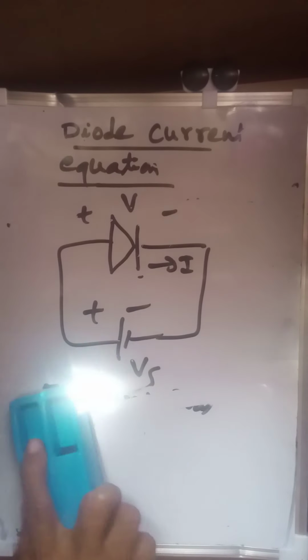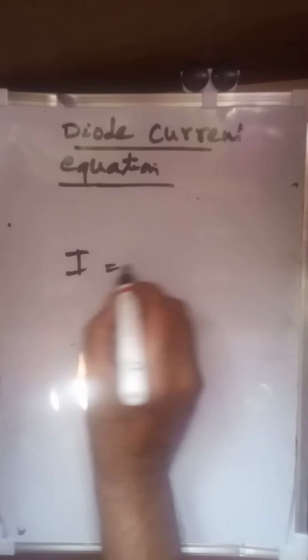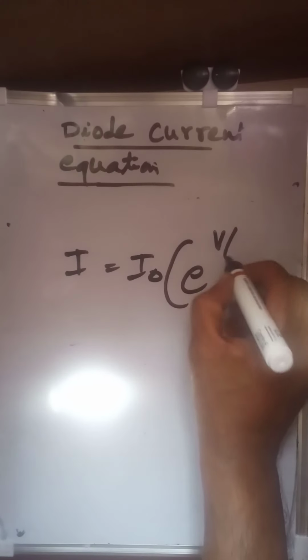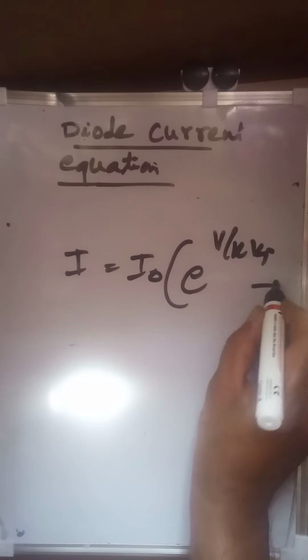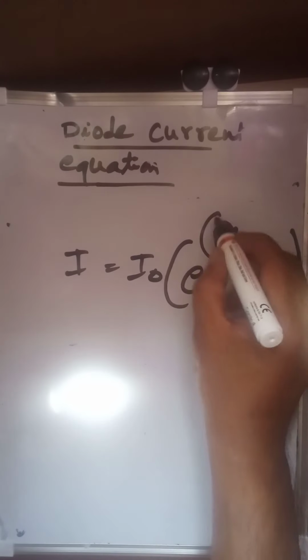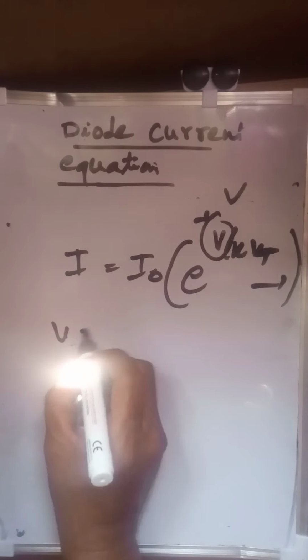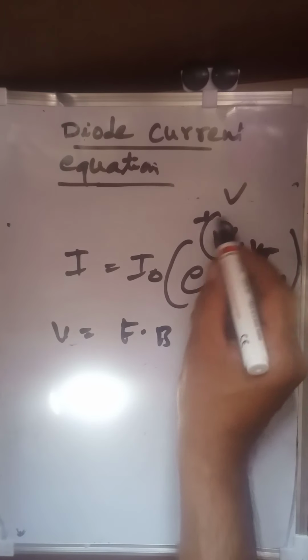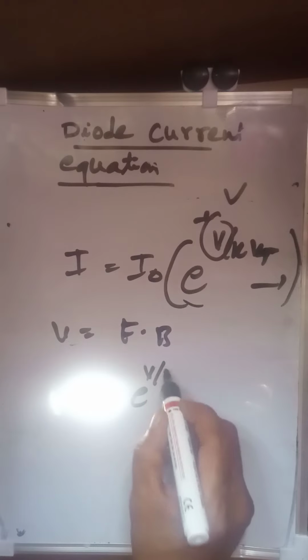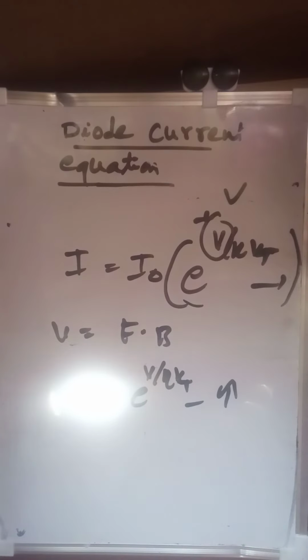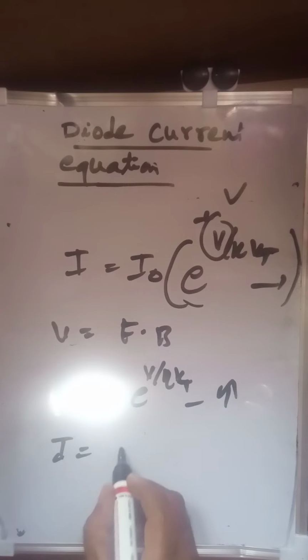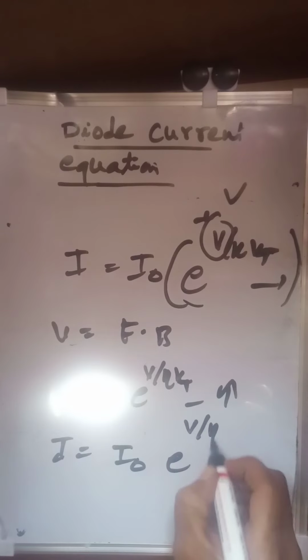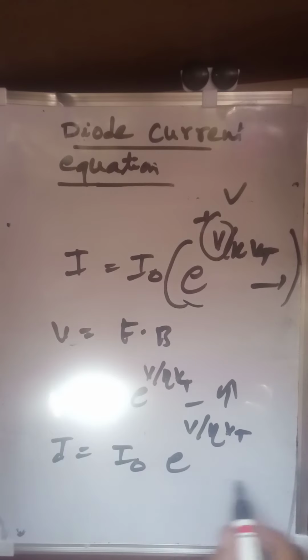We have already discussed that in the forward bias, the current I is equal to I naught into e to the power V by eta Vt minus 1. Here V is a positive value because it is forward bias. So in the current equation the minus 1 is neglected, because e to the power V by eta Vt is very high when compared with it. So I is equal to I naught e to the power V by eta Vt. This is the forward bias current.